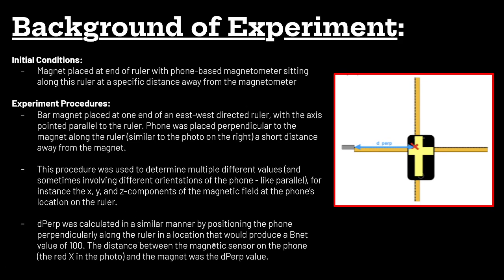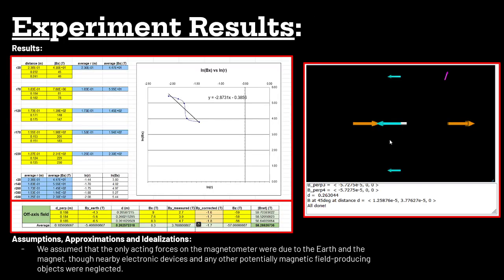D perp was calculated in a similar manner by positioning the phone perpendicularly along the ruler in a location that would produce a B net value of 100. Just to give an example, the distance between the magnetic sensor on the phone, the red X in the photo right here, the location of the sensor, and the magnet was the D perp value. Just again, these are the components of the experiment results. We already kind of went into this.